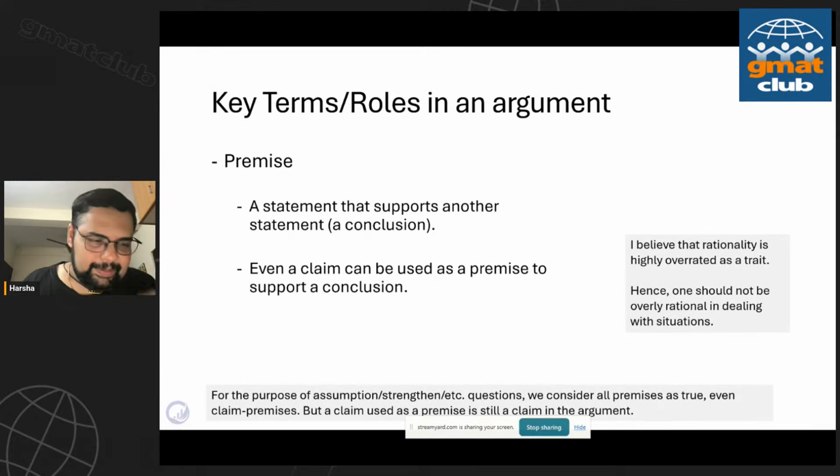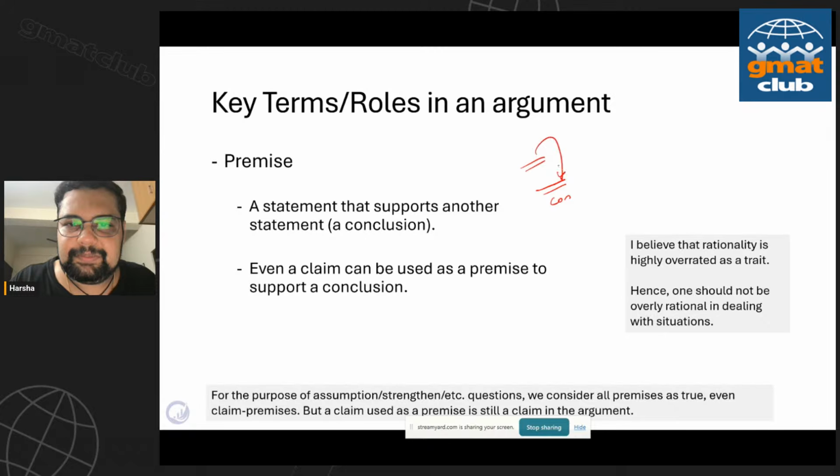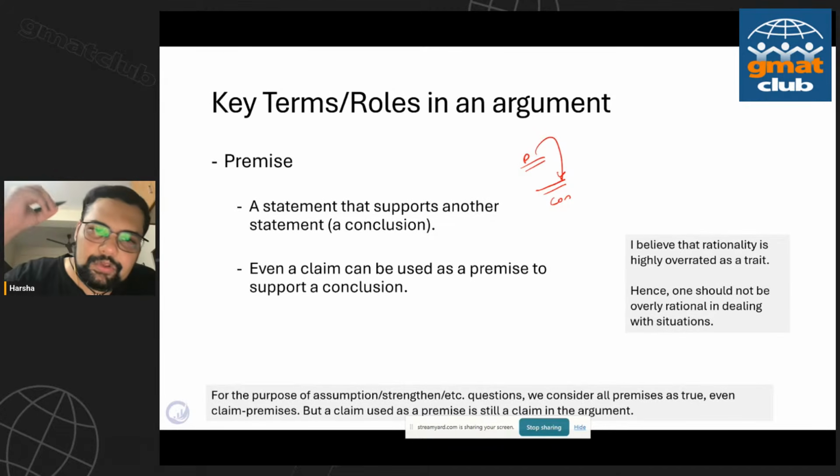So we already know what a premise is. We kind of discussed it already, but just to hammer that idea home, a premise is any statement that provides support to another statement. That statement that's getting supported is a conclusion. That statement that's providing support is a premise. We are already familiar with this. And another thing I wanted to make sure you understand is technically even a claim can be used as a premise, just like evidence could also be a claim, right? A premise can also be a claim. I could use a claim to support another claim. That other claim would be my conclusion.